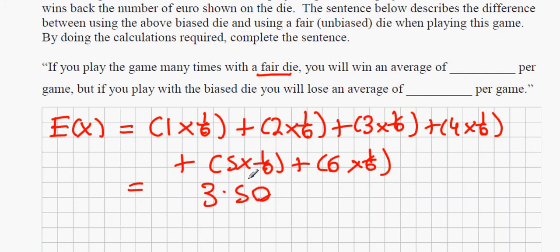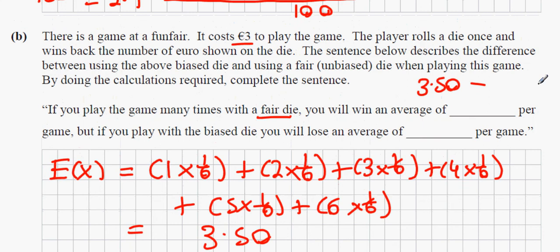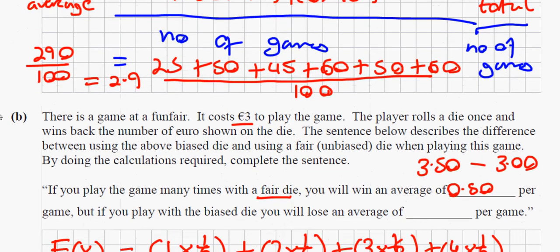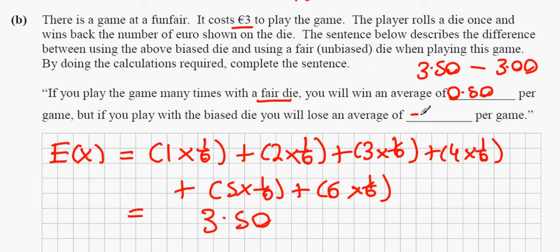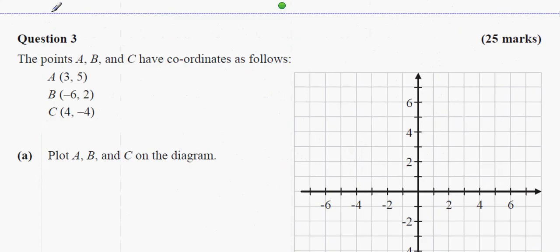So what happens is if you pay €3 to play each game, with the fair dice you will win an average of €3.50, but as it says in the question, you're going to pay €3 to play the game. So when you take the €3 away, it's going to be 50 cents per game. And as we know already, the average of the biased dice is €2.90. So we're going to lose 10 cents per game. Okay. And now we're on to question 3.